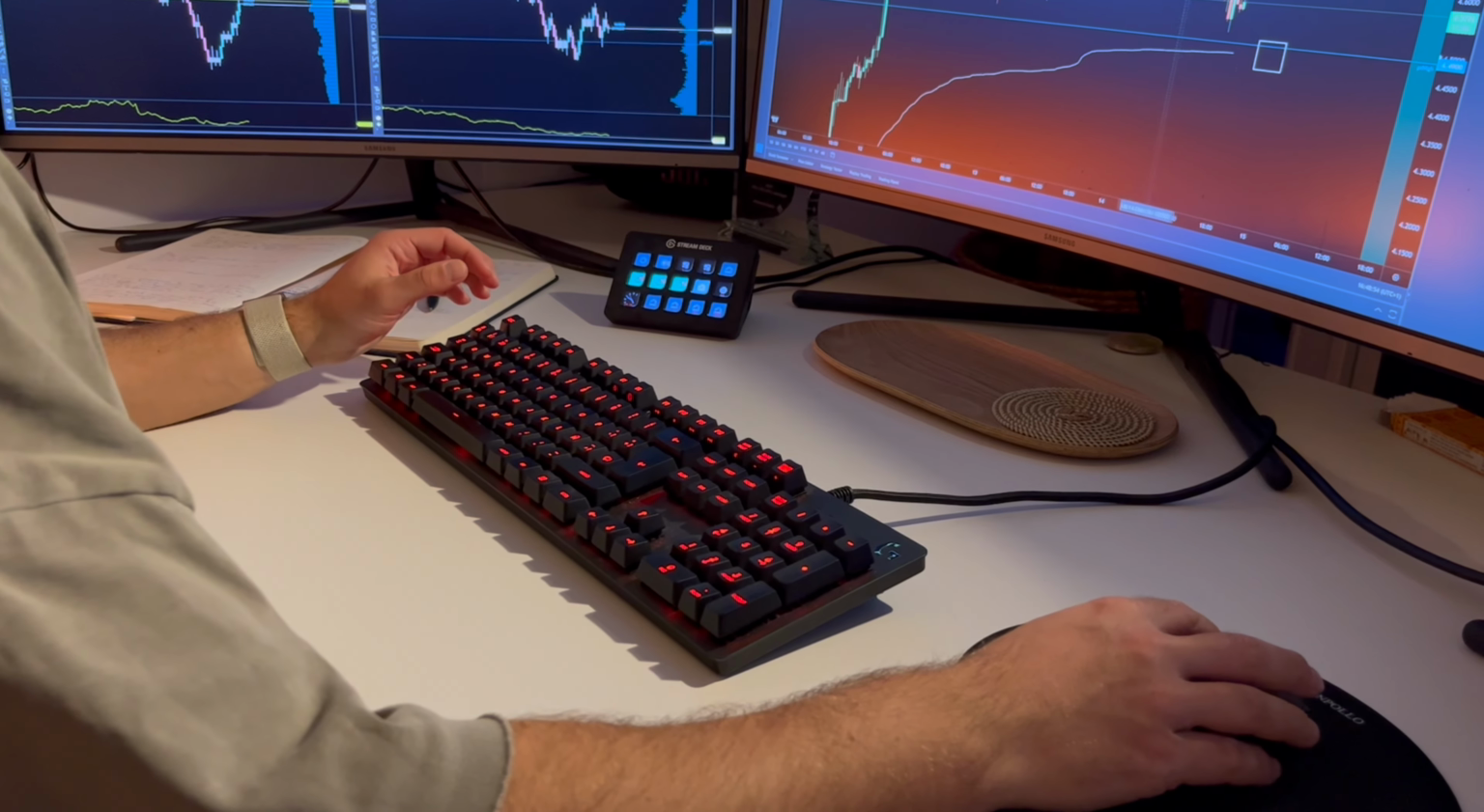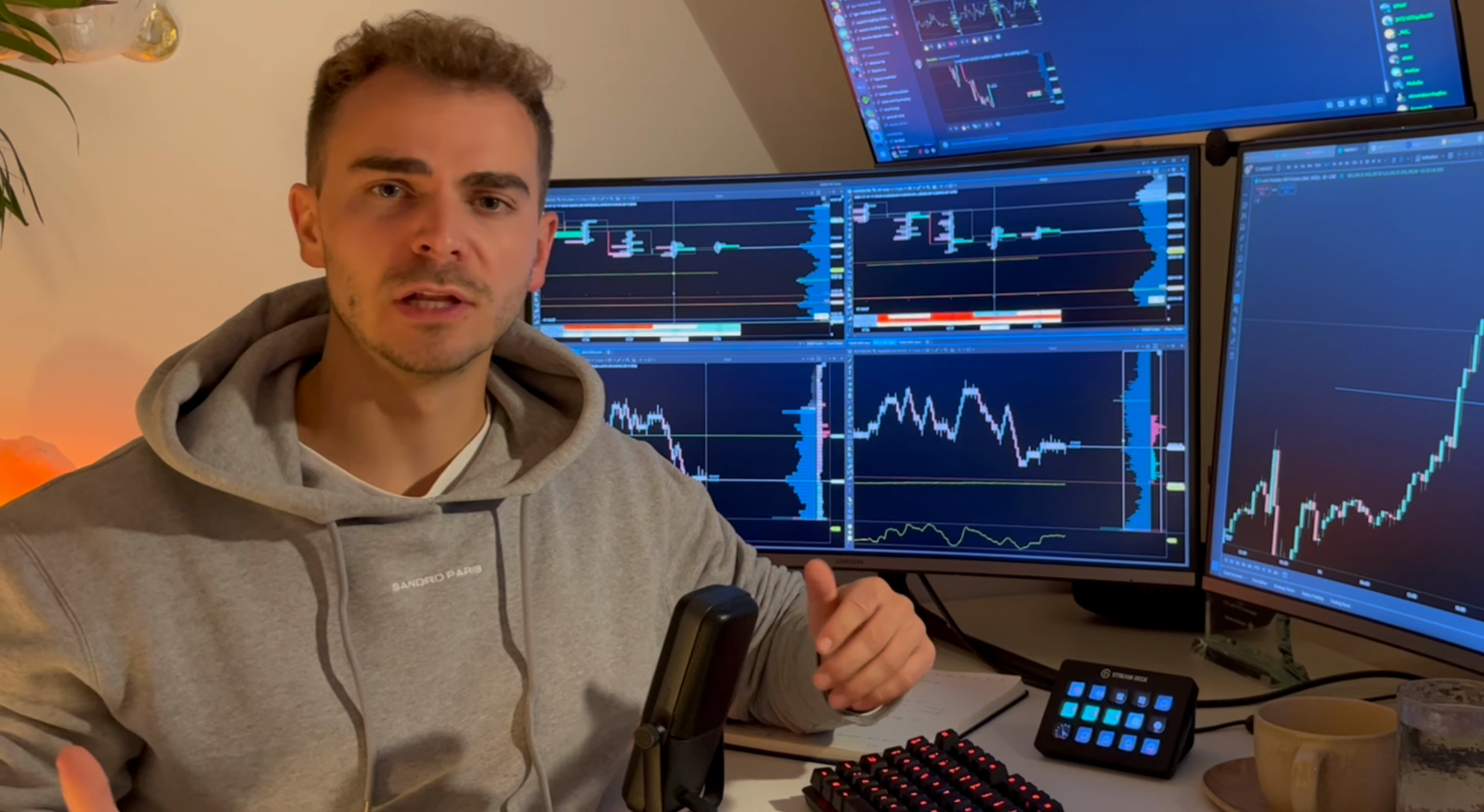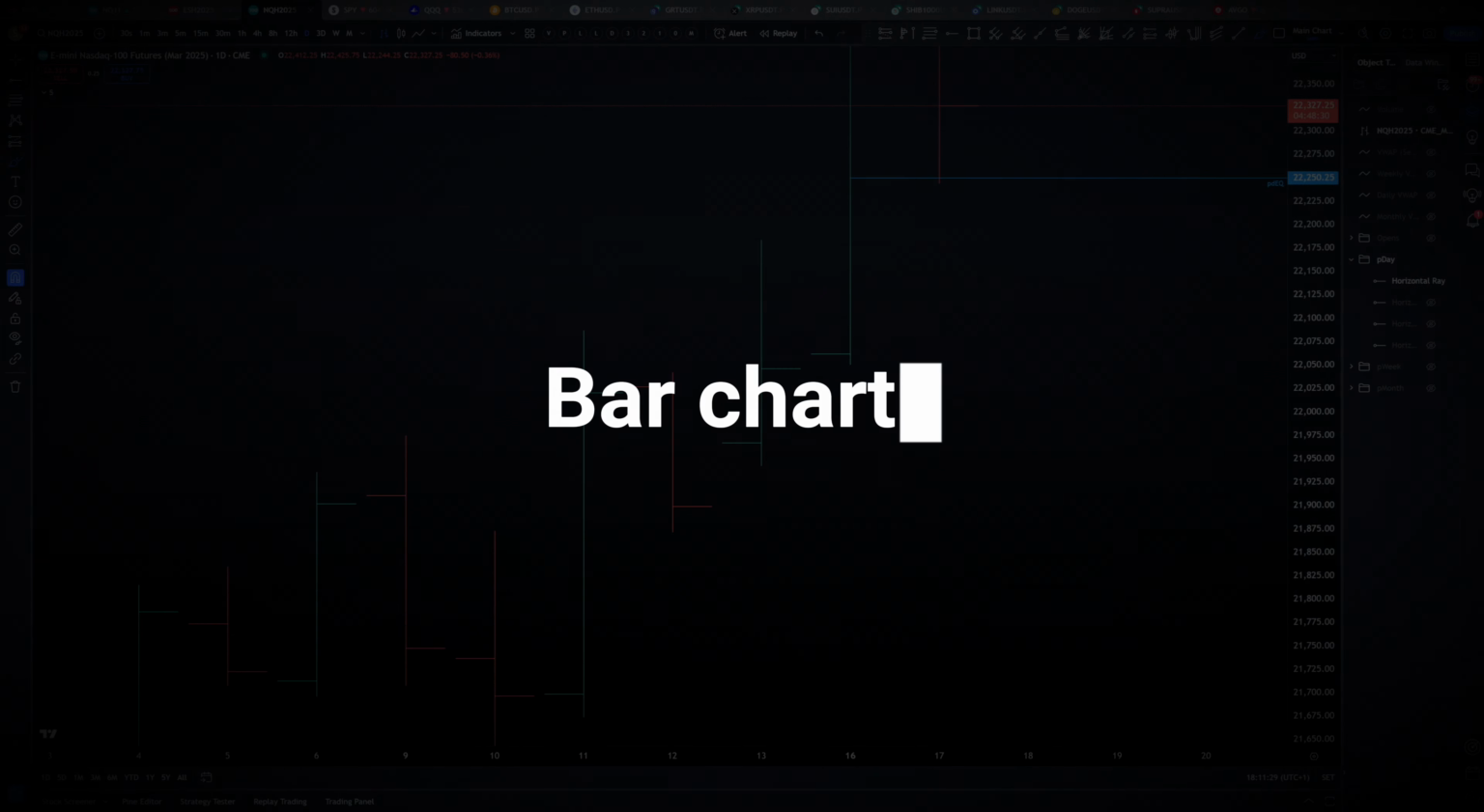Alright, if you're just starting out in trading, charts can feel super overwhelming. What do you even look for? Candlesticks, bars, or line charts?